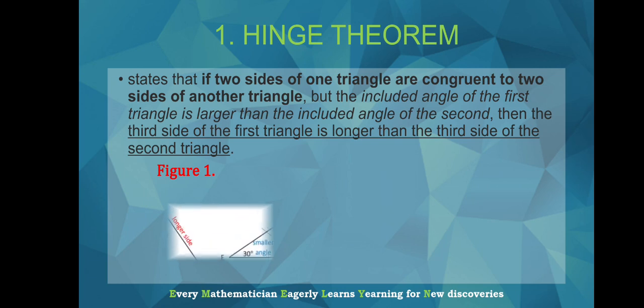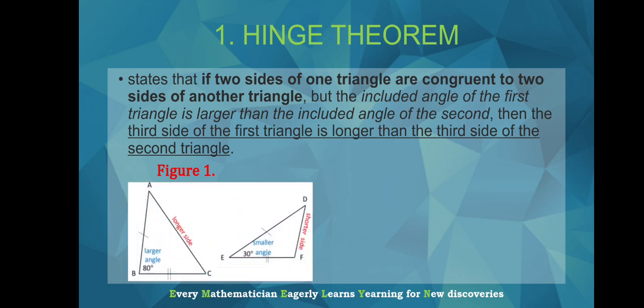Figure 1 shows that the two sides of triangle ABC are congruent to two sides of triangle DEF, and the included angle of triangle ABC is larger than the included angle of triangle DEF. Such that, AB is congruent to DE because they have the same tick marks, BC is congruent to EF because they also have similar tick marks, and measure of angle B is greater than measure of angle E. By Hinge theorem, if measure of angle B is greater than measure of angle E, then side AC is longer or greater than side DF.